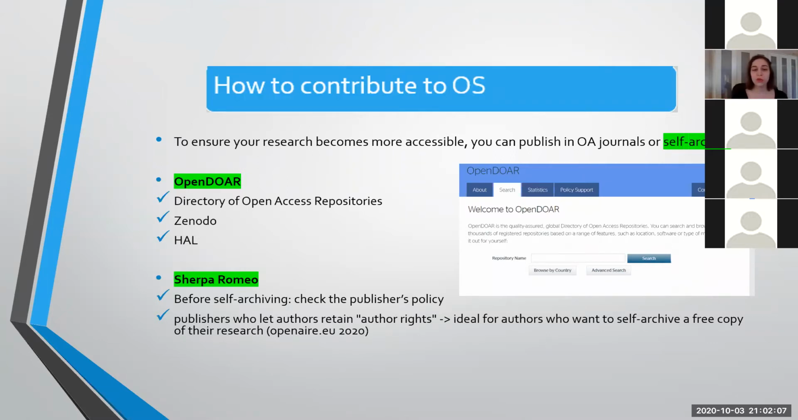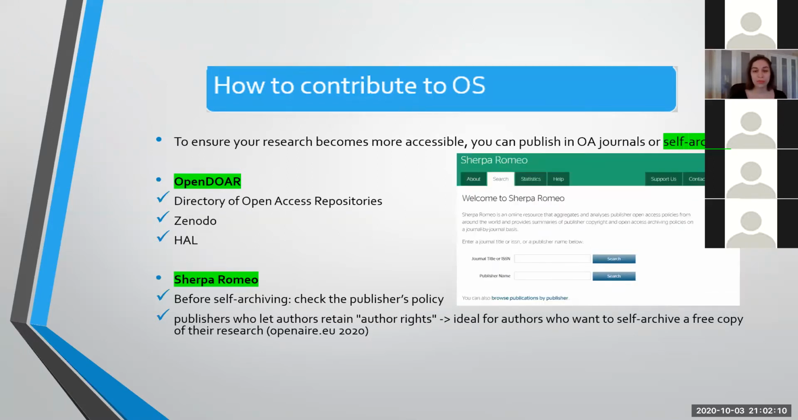Now, before self-archiving a free copy of your work on Zenodo, HAL, or other repositories, it's extremely important to use resources such as Sherpa Romeo. That's what it looks like right here. And Sherpa Romeo provides information about the different journals' policies on self-archiving. So sometimes publishers, so journals, let authors retain so-called author rights. And this is the permission you really need to get in order to self-archive a free copy of your work. So on Sherpa Romeo, you just enter the journal title of the journal you want to publish in, and then you are told whether or not you can actually self-archive a free copy.